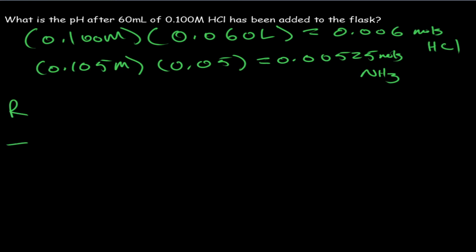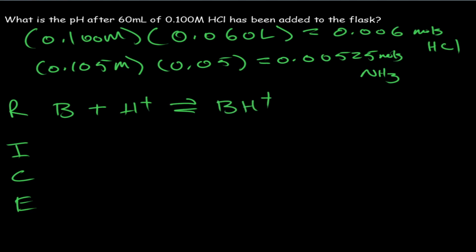Let's do an ICE table to see how they will react. And we know that we're going to be having excess HCl because we're past our equivalence point. So there should be excess strong acid in our solution. So the reaction will be a base reacting with our acid to create the conjugate acid, which is BH+. Our initial amount of our base, 0.00525 moles. Our initial amount of our acid, 0.006 moles. And we're assuming we have no BH+ yet.